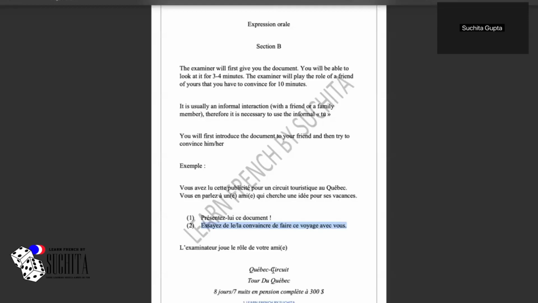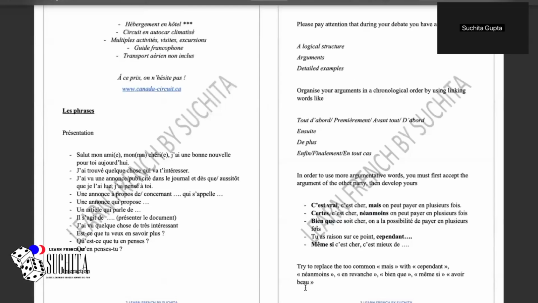Now, this is the ad. Québec circuit, Tour du Québec, that means Tour of Québec, 8 jours, 7 nuits. En pension complète à $300. That means it's all complete in $300. Hébergement en hôtel. Circuit en autocar climatisé. So you will get a stay in a 3-star hotel. You will get to travel everywhere in a bus, which is completely air conditioned. Multiple activités, visites, excursions. You will always be accompanied by a francophone guide. And transport aérien, that means the air tickets are not included.